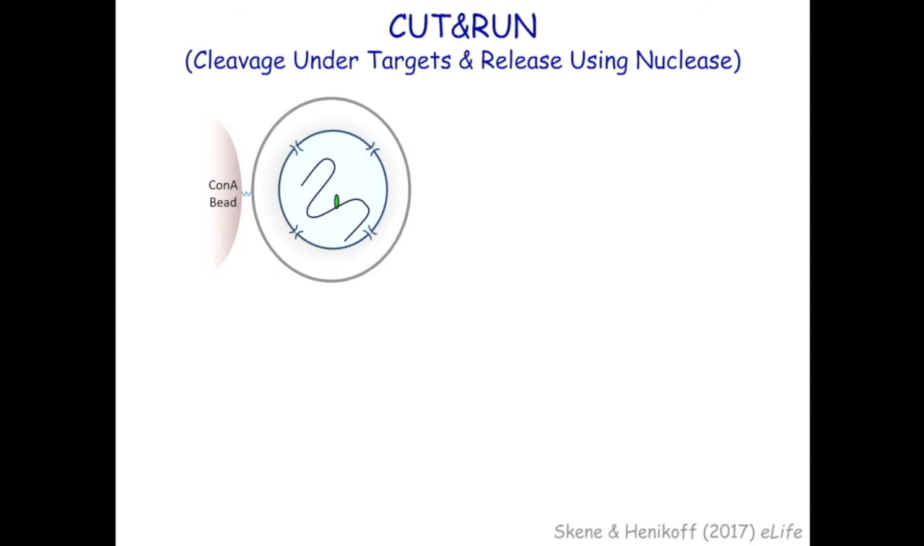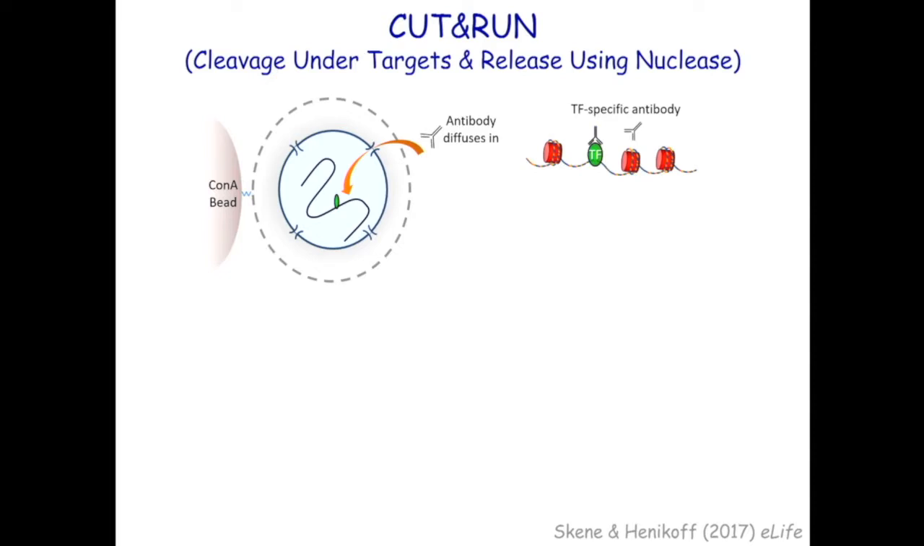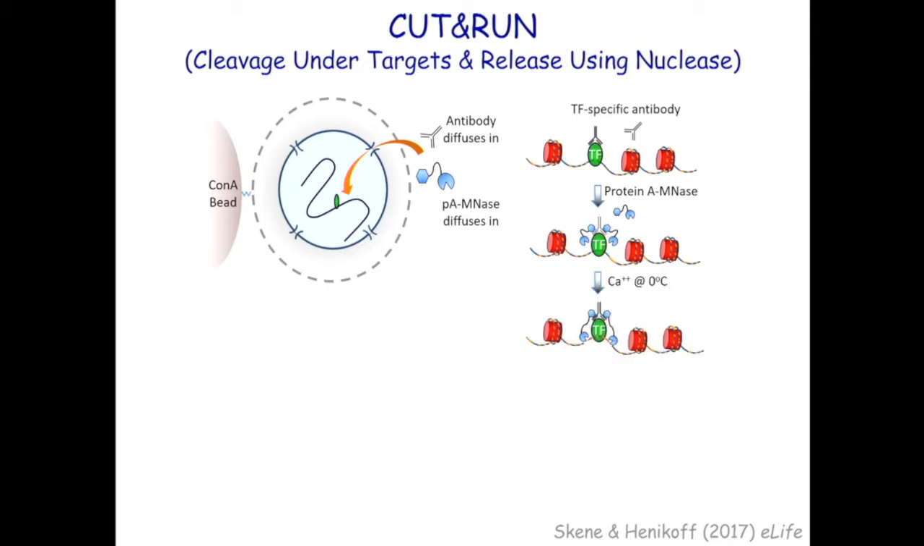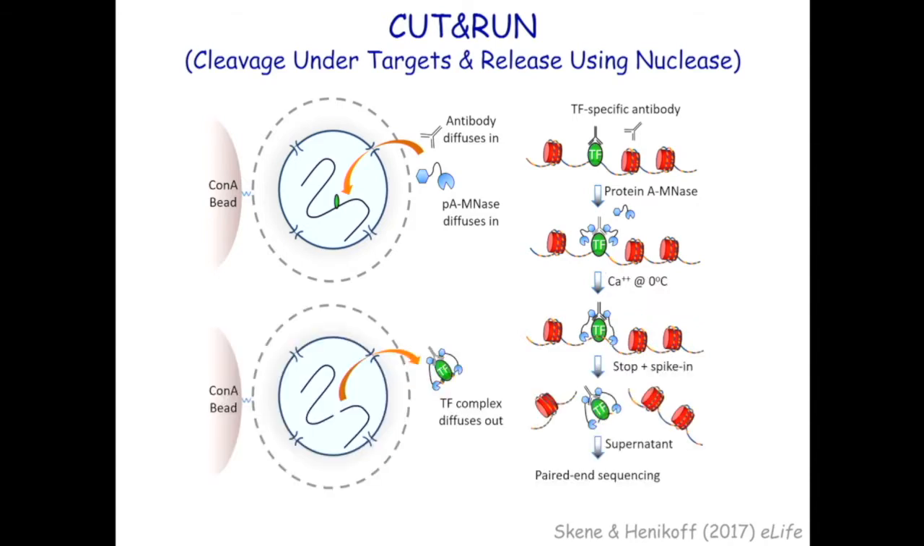It goes like this. We mix live cells with lectin-coated magnetic beads. They stick. We permeabilize, and at the same time we add an antibody. The antibody will diffuse in to find its target, say a transcription factor. We then add a fusion protein between protein A and MNase. Now, protein A will bind to the antibody and anchor the MNase such that when we activate the enzyme with calcium and it cleaves on both sides, it releases the fragment, and we simply allow it to diffuse out into the supernatant. We extract the DNA and do paired-end sequencing.